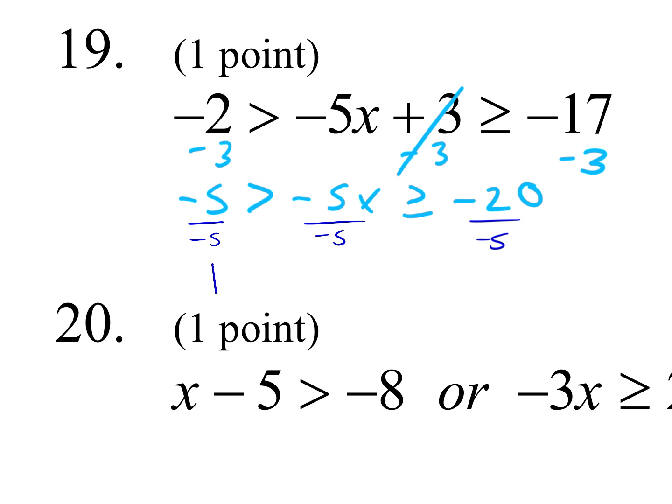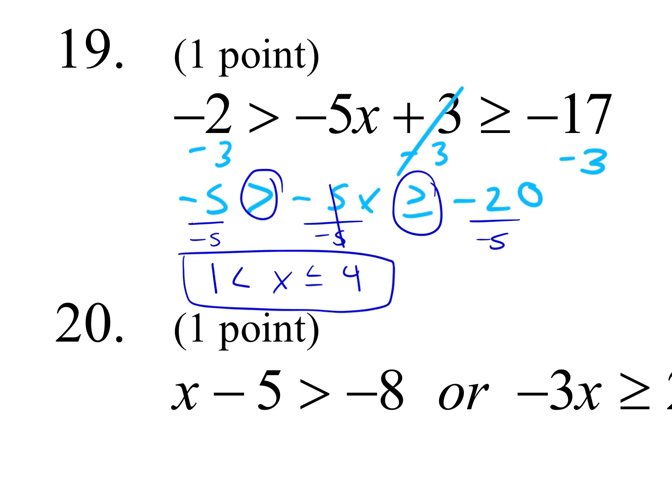So this turns into 1. What happens when I divide by a negative number? It flips the sign. So instead of being a greater than sign, it flips it to a less than. And we have x. And then again, we divided by a negative, so we have to flip the sign. So it would be less than or equal to 4. So x is in between 1 and 4.